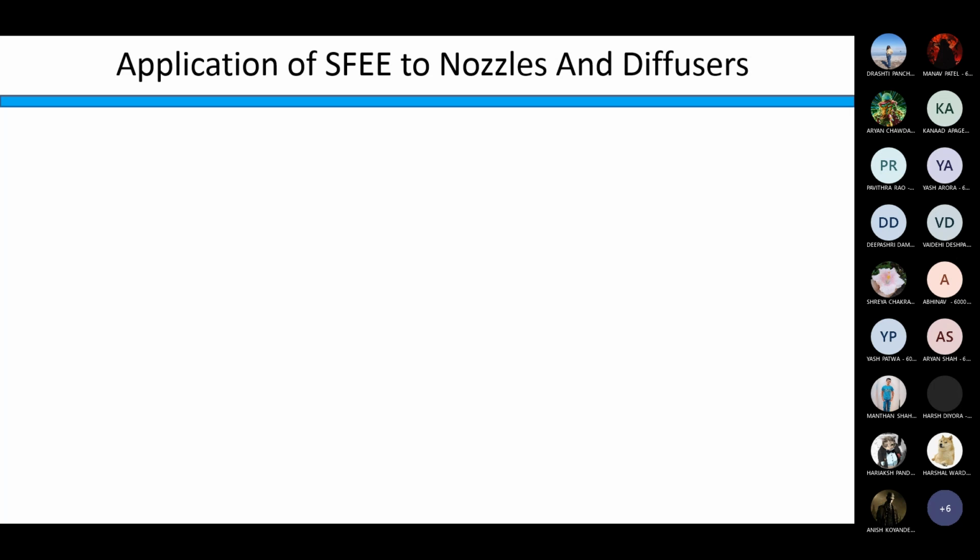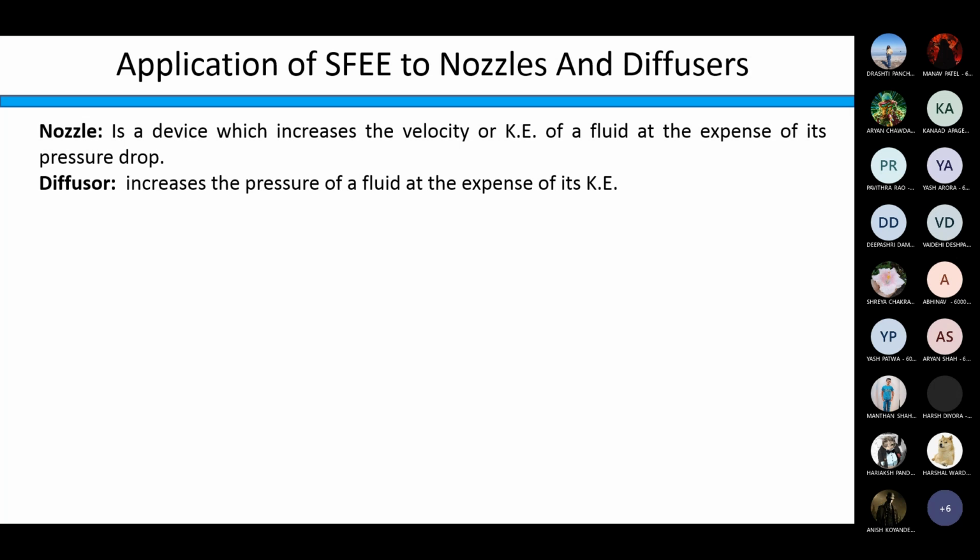So right now we will take into account these two devices, nozzles and diffusers. Fine. What is a nozzle and a diffuser? Just see the definition. So it is a device which increases the velocity or kinetic energy. This is important: a device which increases velocity and in turn kinetic energy, because if it increases velocity, let us say c1, then by default c1 squared by 2 or m c1 squared by 2 is going to increase.